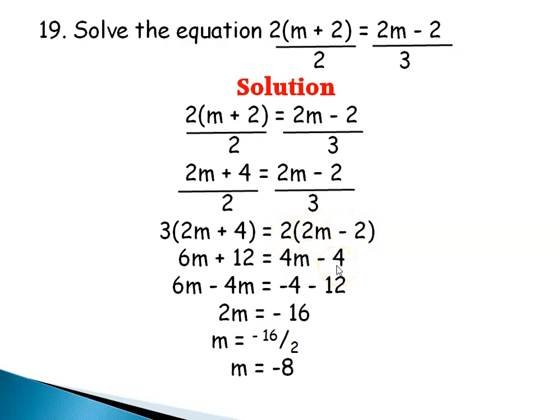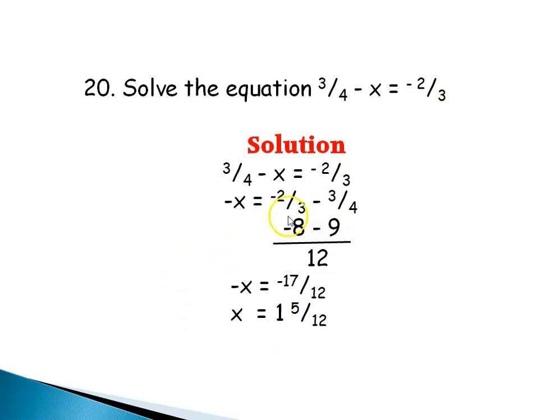And I'll collect my like terms. My 4m will come this way and it becomes minus 4m. So 6m minus 4m. And then my plus 12 will come this way and become minus 12. Is that taken? So minus 4 minus 12. 6m minus 4m is 2m. Minus 4 minus 12 is minus 16. And then I'll divide both sides by 2. 2m divided by 2, m. Minus 16 divided by 2, minus 8. So m is equals to minus 8. Is that okay? Good.